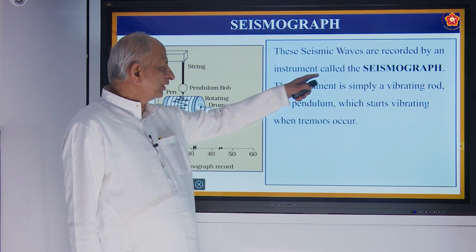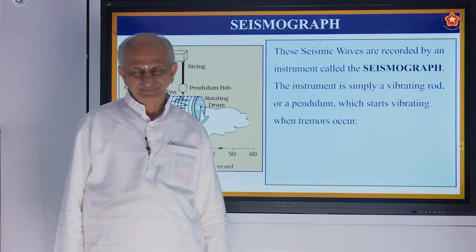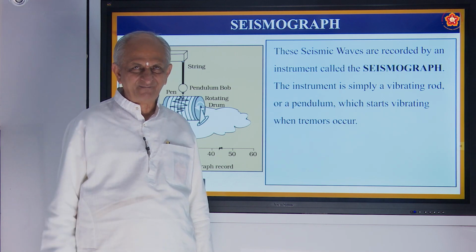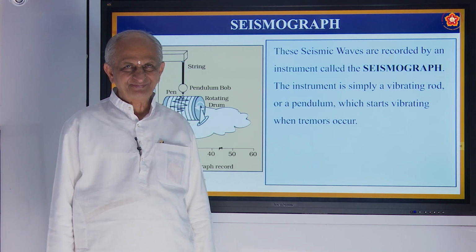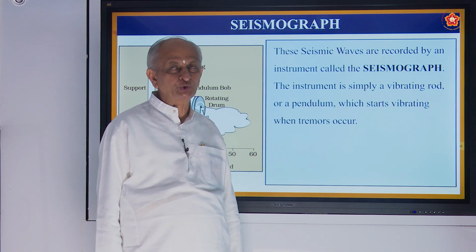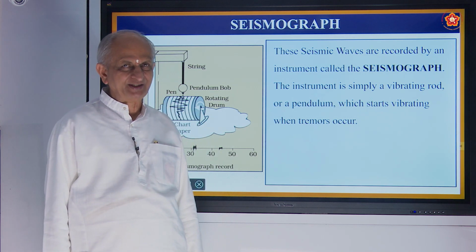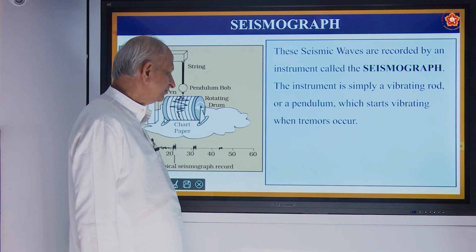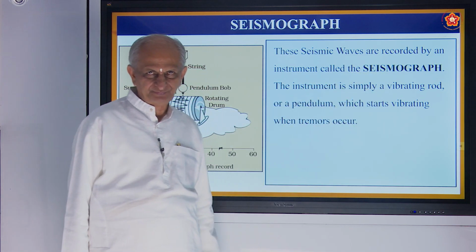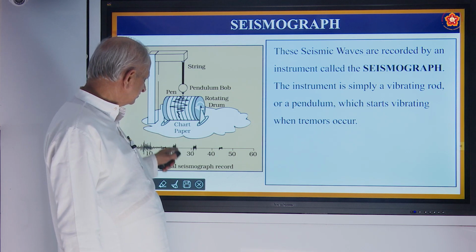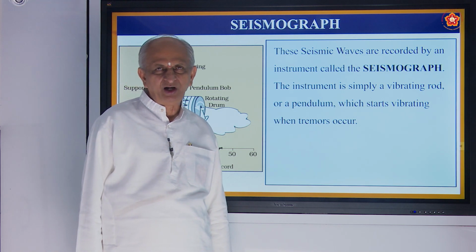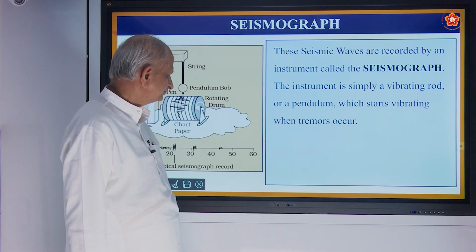So seismograph, please note the name. Seismic center. Where is the seismic center in Karnataka? Anybody? Yes, it is in Gauribidnur, a place called Hosur. It is a seismic center where the earthquakes are recorded. And the device is called seismograph. The waves are called seismic waves. And the scale is called Richter scale.